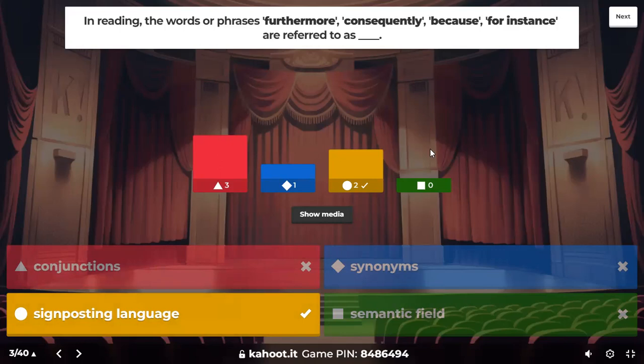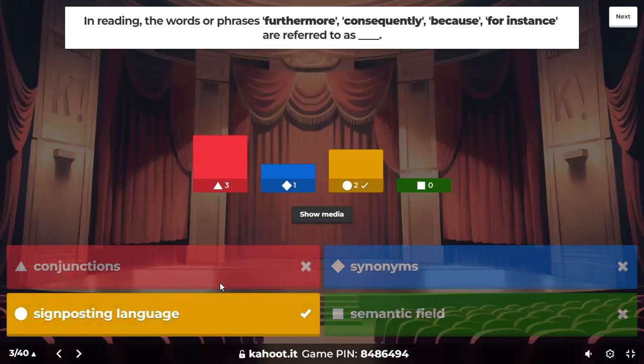Is this clear, guys? What about conjunction words? Conjunctions, they are linking words. When you are writing, I will tell you. So furthermore is not a conjunction. Consequently is not a conjunction. Because is a conjunction. But we refer to them as conjunctions when we are writing. But when we are reading, they become signpost words. Is it clear?